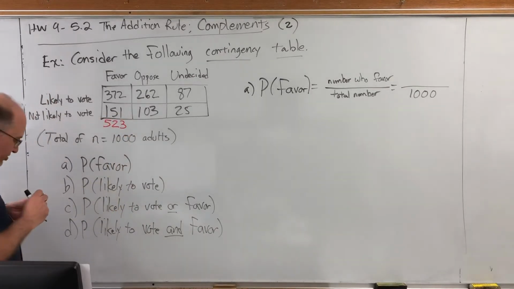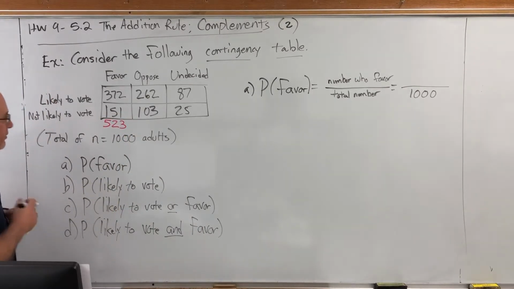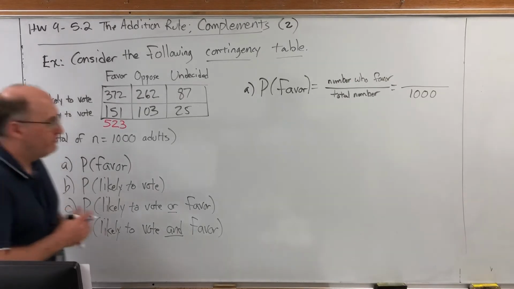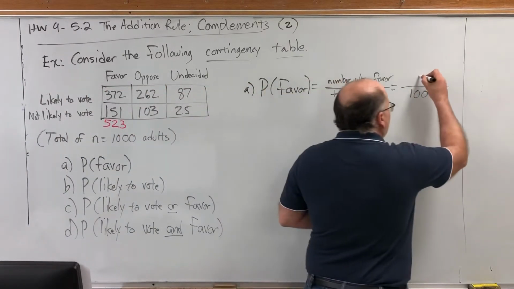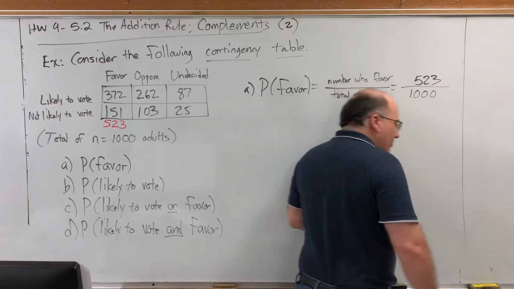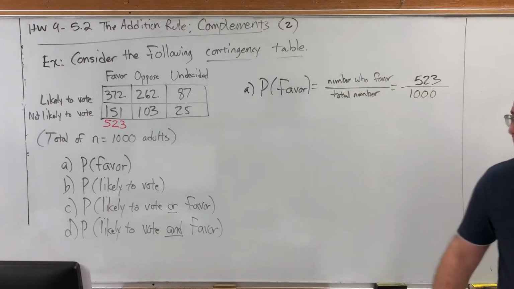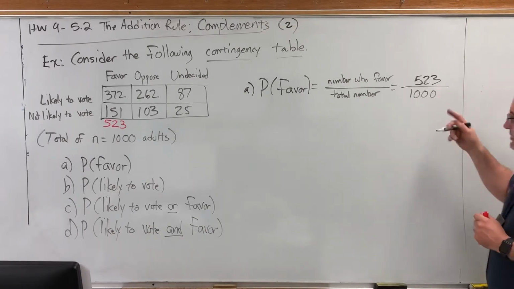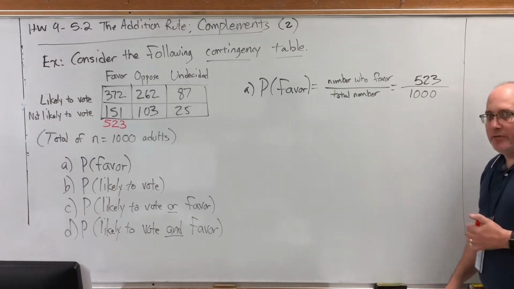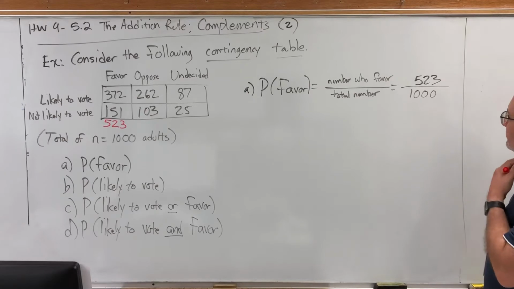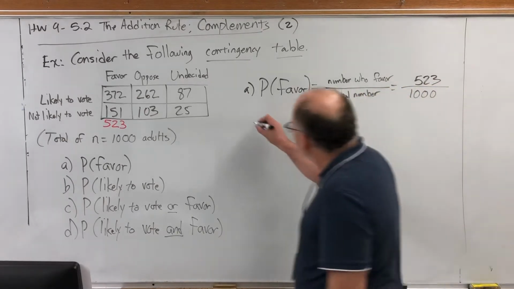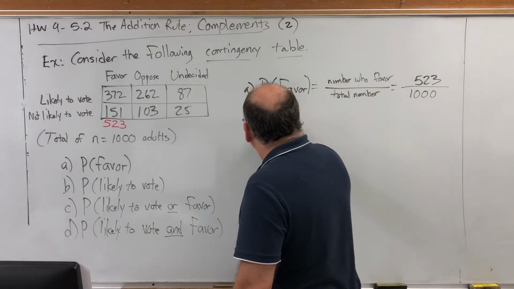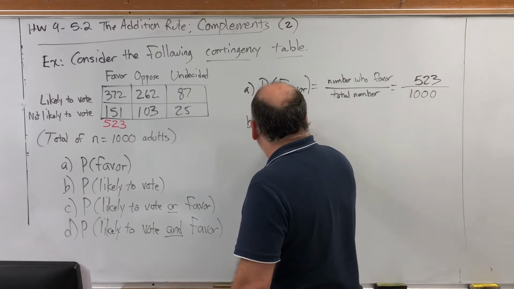If we add 372 and 151, we get 523. So the probability that one of these 1,000 adults favors the bill is a little more than 50%. In fact, it would be easy to turn into 52.3%, but let's leave it as a fraction. What about the probability that somebody is likely to vote?